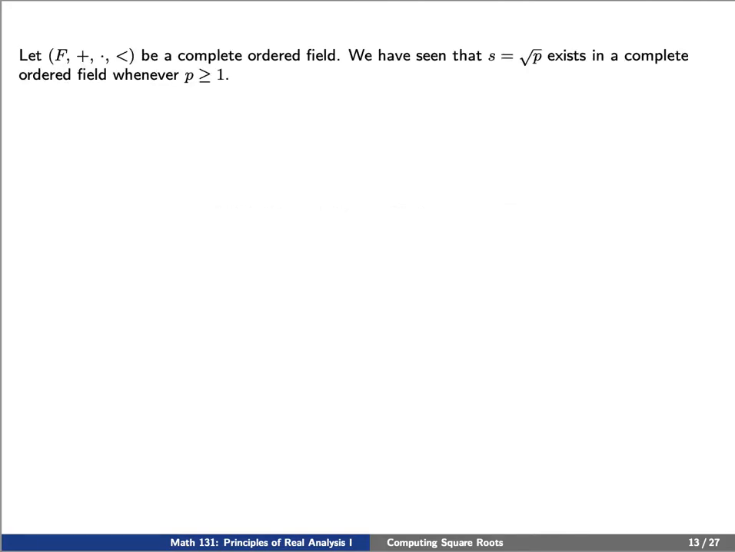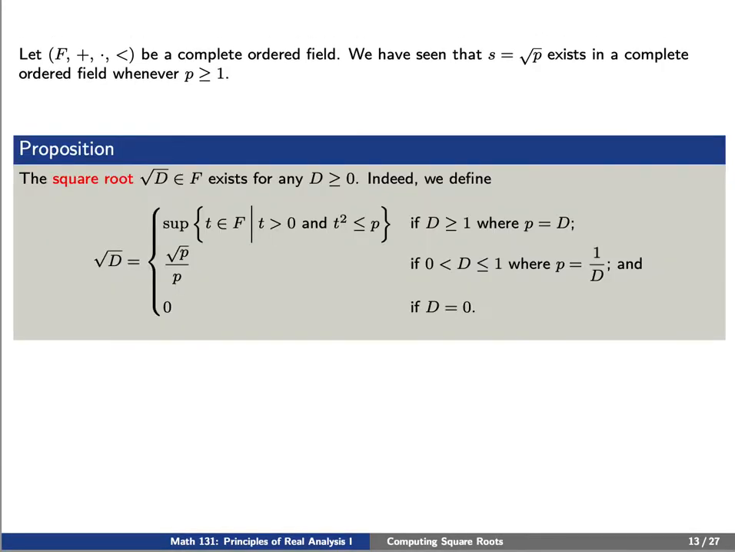Let's recall some of the ideas that we've discussed in the past. Let F be a complete ordered field. We've seen that the square root of p exists whenever p is greater than or equal to 1. We did so via the following proposition. In general, say that d is any non-negative number in our complete ordered field F. Then its square root exists.